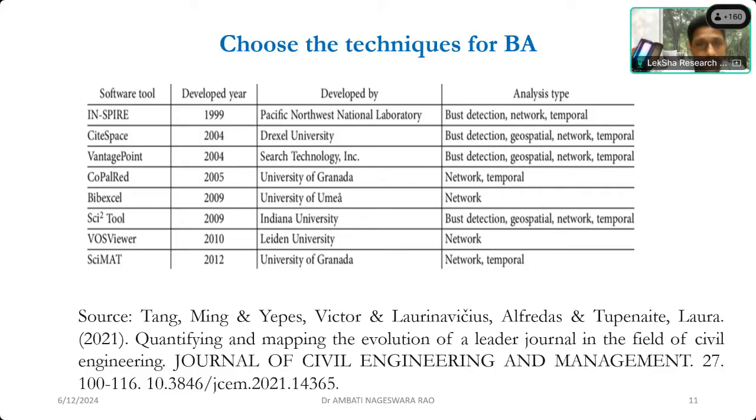BibExcel is another software. We can see a good number of papers. And SciMAT is another important software. We can see a good number of papers as part of bibliometric analysis. Okay, so we are going to cover two software tools: one is VOSViewer, and the second is Biblioshiny, as part of today and tomorrow.